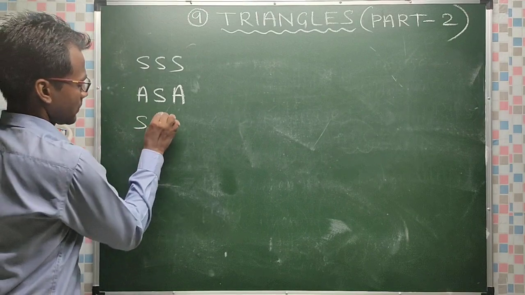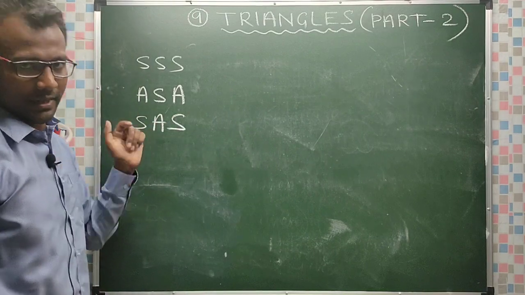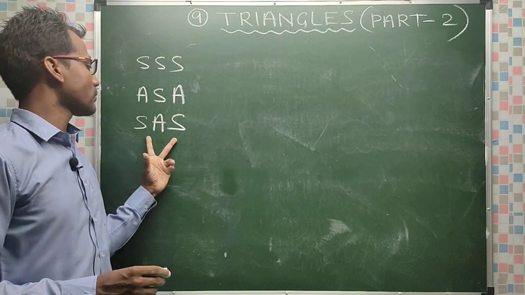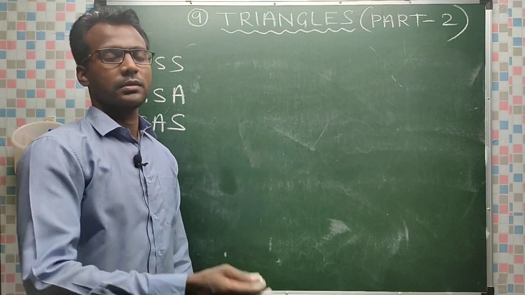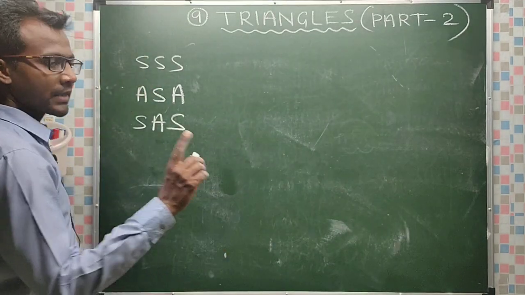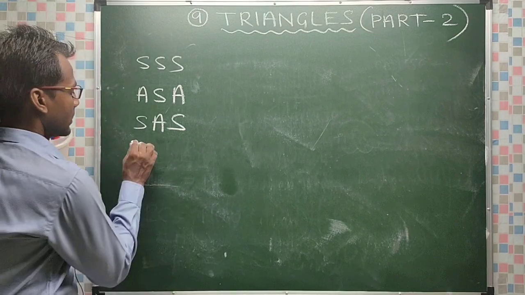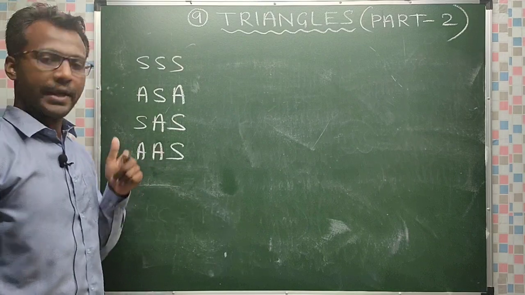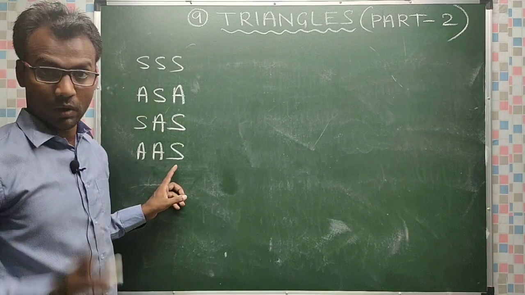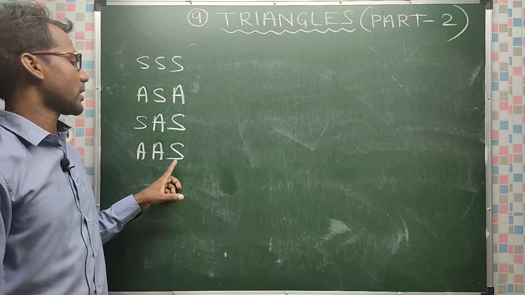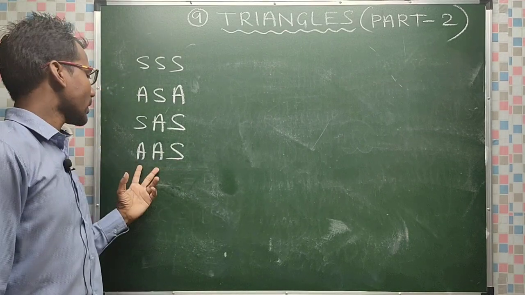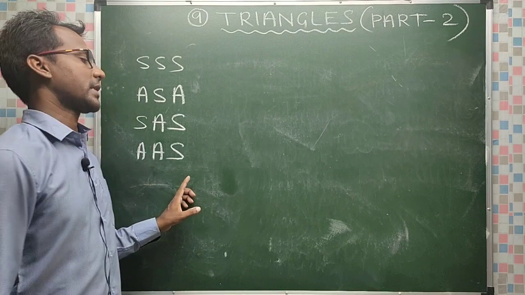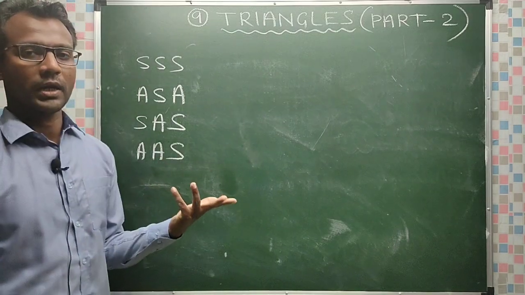Next is SAS, side angle side. If 2 sides and the included angle of one triangle are equal to 2 sides and the included angle of another triangle, then the 2 triangles are congruent. Do not forget to use the word included. Next is AAS, angle angle side. It means if 2 angles and one side, not included, of one triangle are equal to 2 angles and the corresponding side of another triangle, then the 2 triangles are congruent. Don't say one side, say corresponding side.